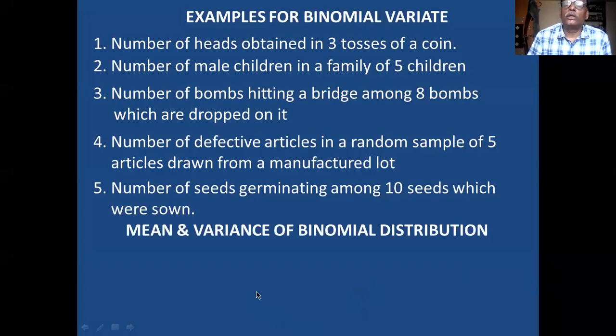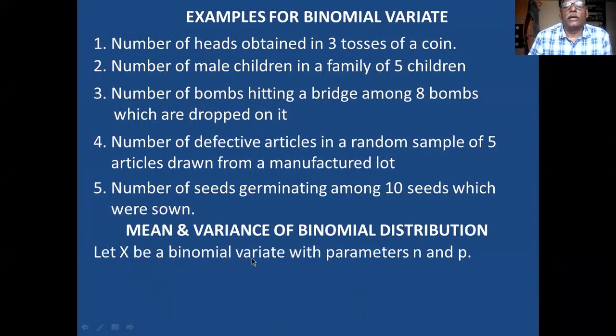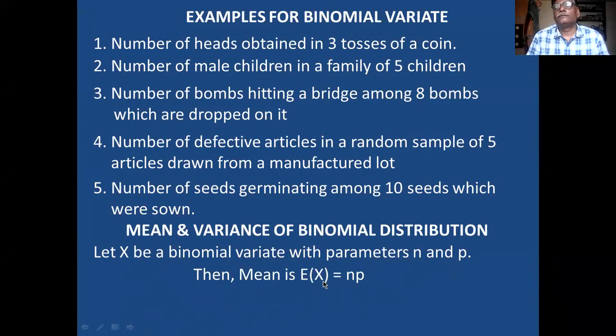And next is mean, variance and standard deviation of the binomial variate. How to calculate mean? Expectation of X. Let X be the binomial variate with parameters N and P. With the help of N and P, you have to calculate the mean. So mean, that is expectation of X. If they ask to calculate the mean, you multiply N and P. The equation for mean is NP. Mean is equal to NP as per binomial distribution.